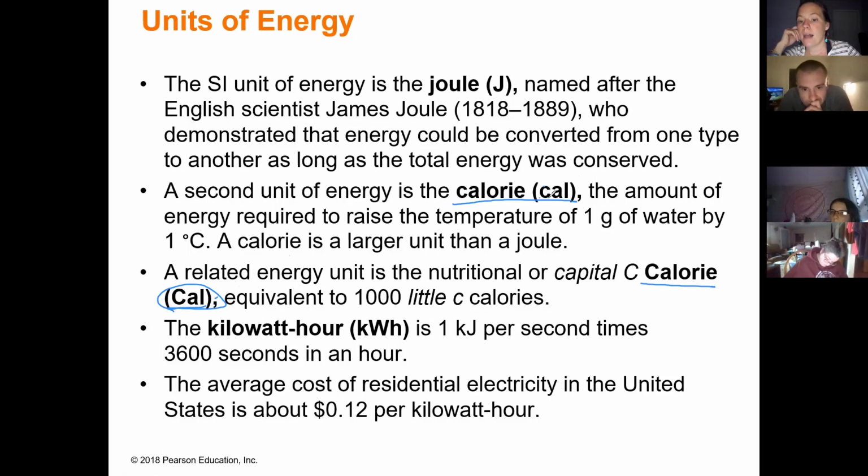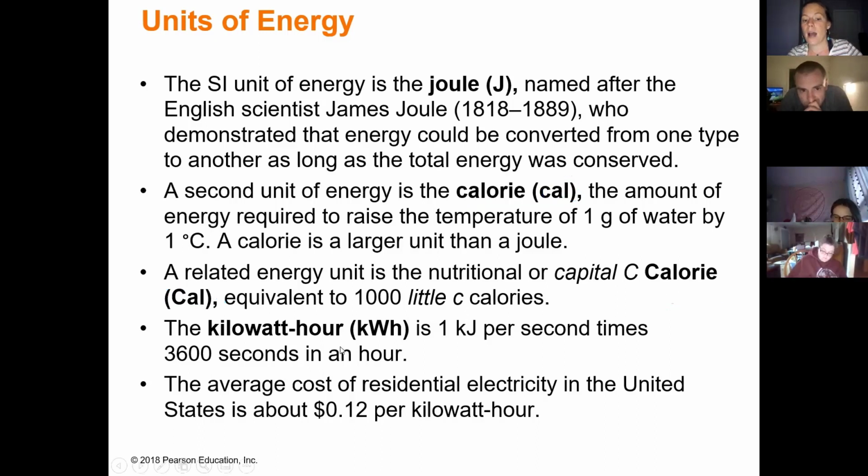A little c calorie is the amount of energy required to raise the temperature of 1 gram of water 1 degree Celsius. This is a larger unit than a joule, but it's 1,000th of a big C calorie. Sometimes the big C calorie is also called a kilocalorie. Why do they call it a kilocalorie? Because it's 1,000 of these little c calories. So you're going to want to be able to convert between these units.